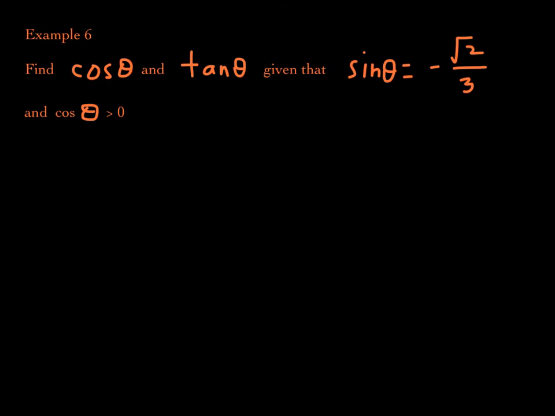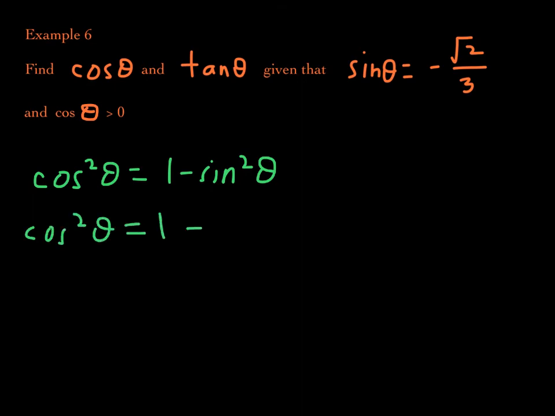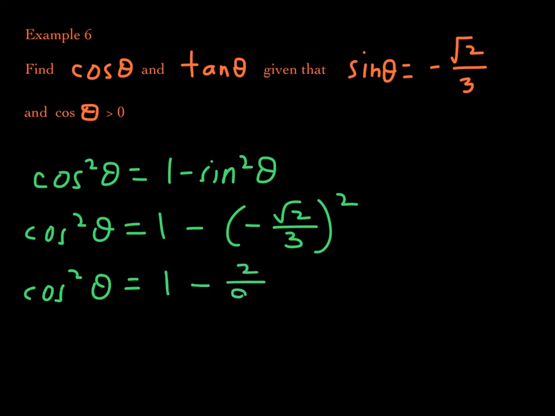Okay, find cosine of theta and tangent of theta, given that sine of theta is negative root 2 over 3 and cosine of theta is positive. Now remember from your Pythagorean identities, we had this alternative form that cosine squared of theta is equal to 1 minus sine squared of theta. So I'm going to plug in what they gave me. Cosine squared of theta is equal to 1 minus, now sine of theta is negative root 2 over 3, and I need to square it because that's what the identity says to do. So cosine squared of theta is equal to 1 minus 2 over 9, which is the same thing as cosine squared of theta is equal to 7/9.